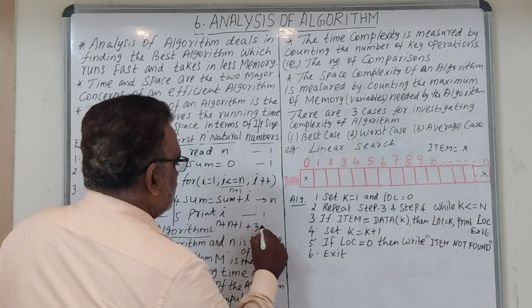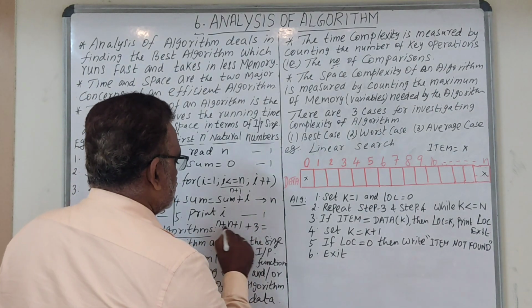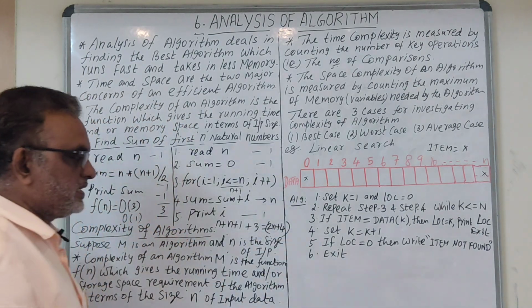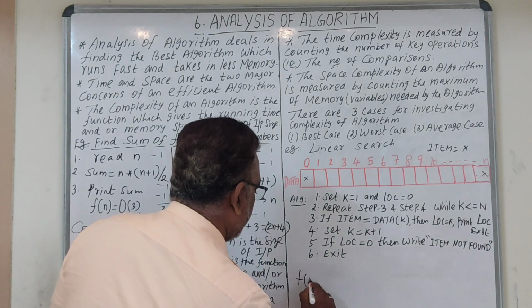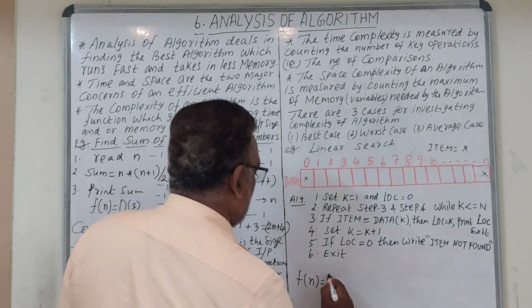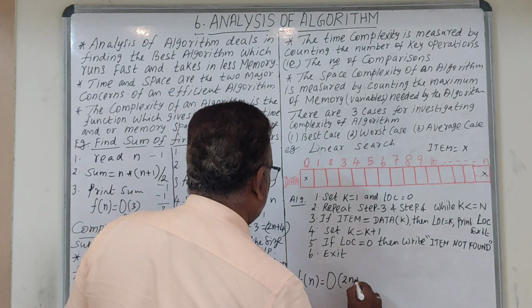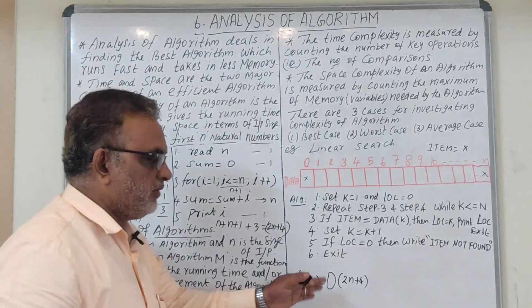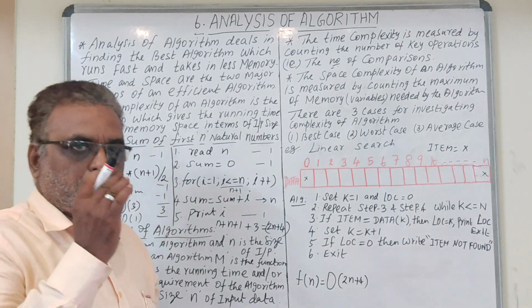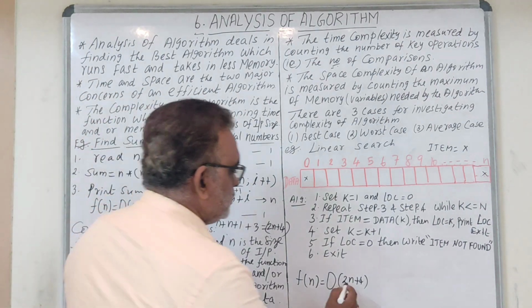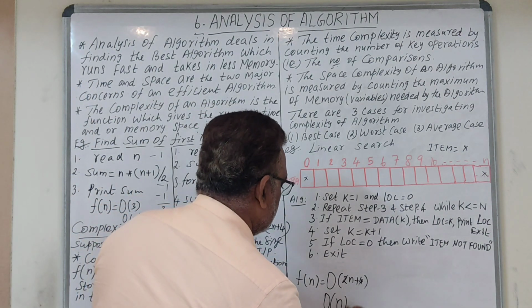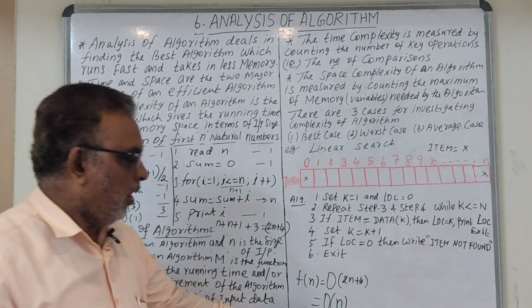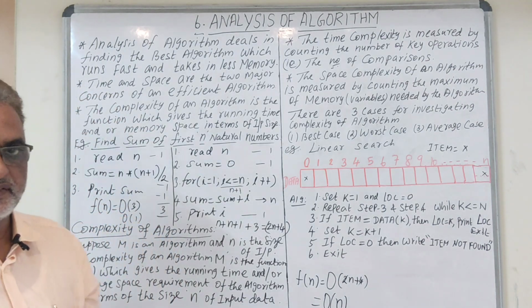So if you add these values, we will get 2n plus 4. This is the time complexity. So this can be written as f of n is equal to order of 2n plus 4. You have to cancel all the constants and consider only the maximum degree in the polynomial. So you will get n. So f of n is equal to order of n. That is the time complexity.